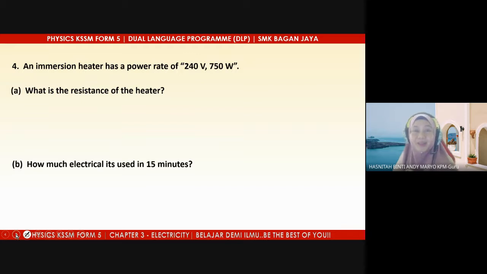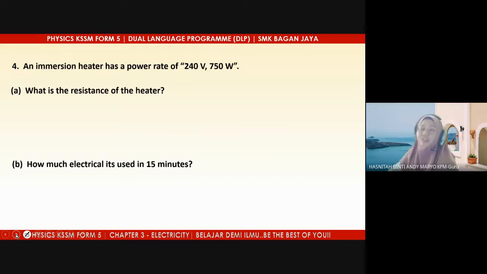Nanti kita belajar efficiency, because some of our electrical appliances have high efficiency, some have lower efficiency. Higher efficiency means they use most of the power generated in operation. Lower efficiency means some of the energy is wasted in another form, like sound, heat, and so on, due to friction across the bulb. Okay.